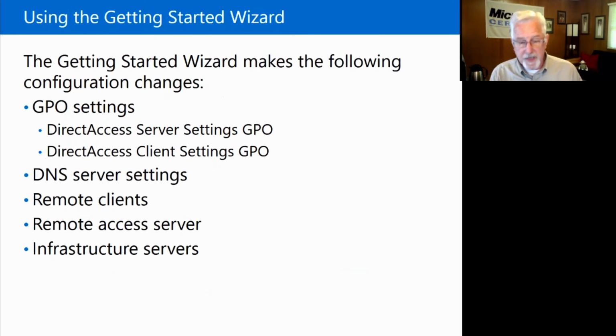It would prefer IPv6, but it will use IPv4. It's going to see how you get to the internet and what the process is to get out to the internet, and it will make adjustments in the case of a network address translation device. It will do this through two DirectAccess GPOs, a client GPO and a server GPO.